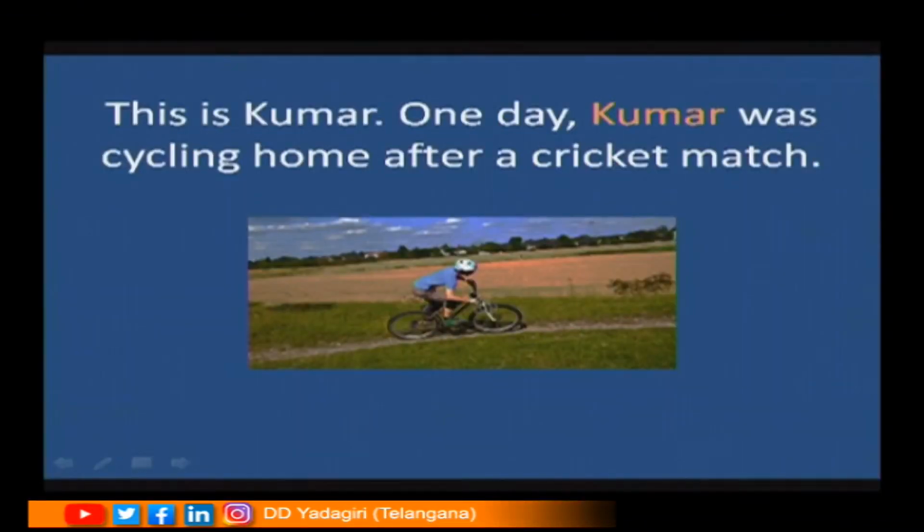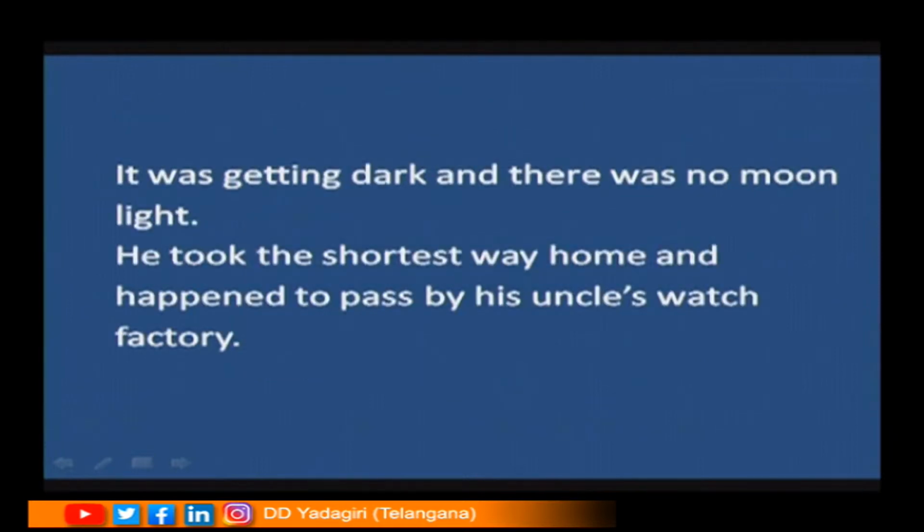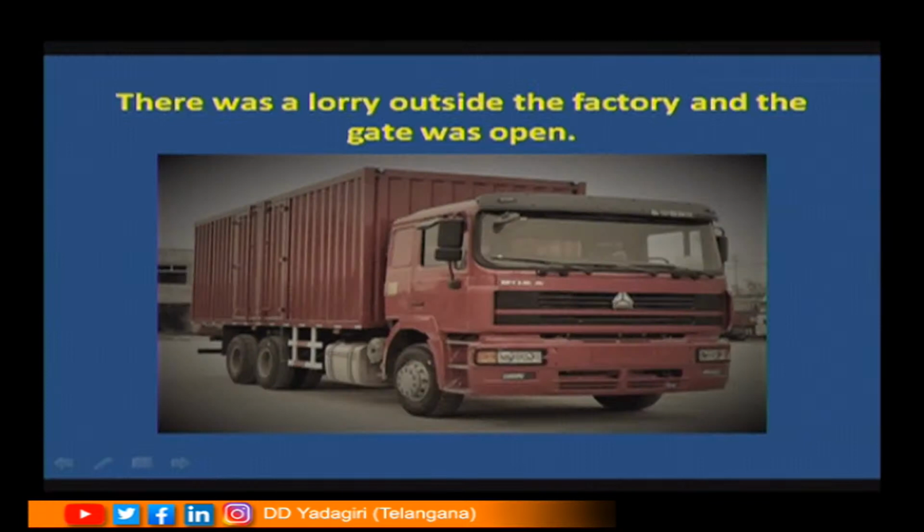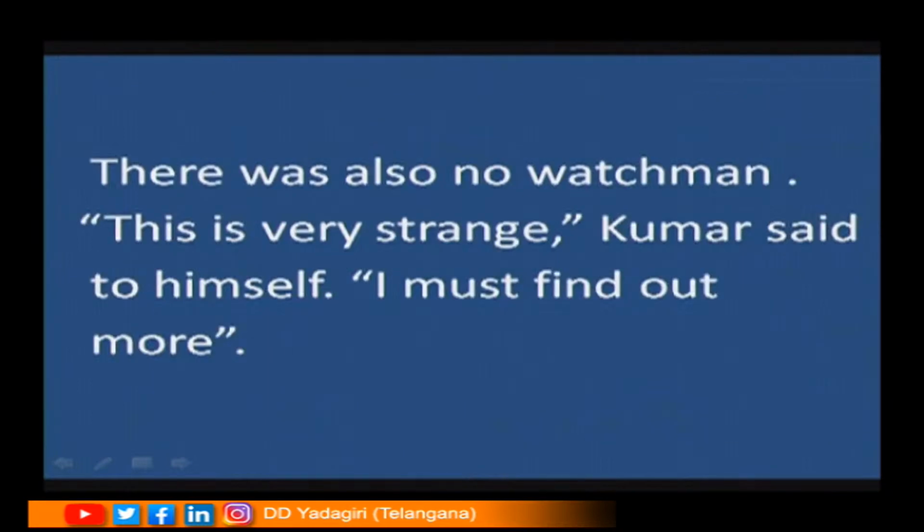Here is Kumar. One day, Kumar was cycling home after a cricket match. It was getting dark and there was no moonlight. He took the shortest way home and happened to pass by his uncle's watch factory. There was a lorry outside the factory and the gate was open. There was also no watchman. "This is very strange," Kumar said to himself. "I must find out more."